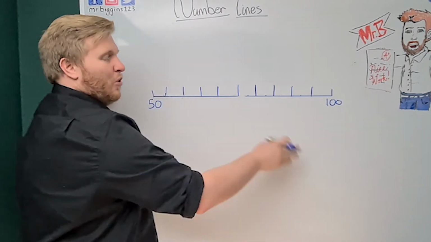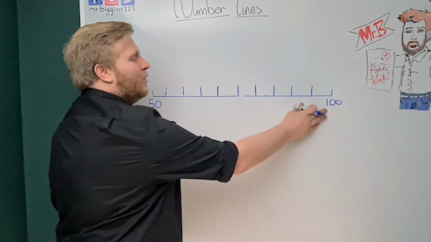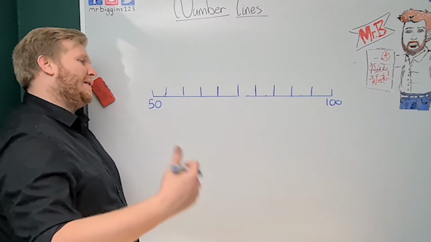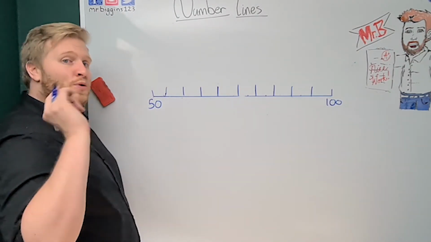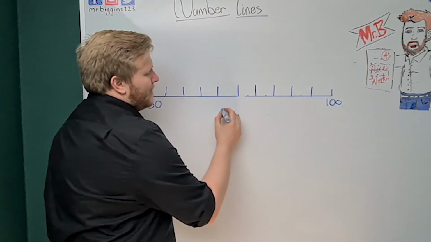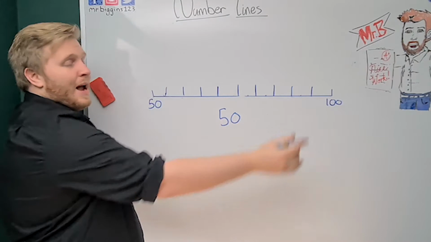When it's 50 to 100, we need to think, where do we get to here? So 50 to 100, what do we have to add on? You could count in 10s, you could count in 5s. If you do your number bonds to 100, you might just know like that your answer is 50.